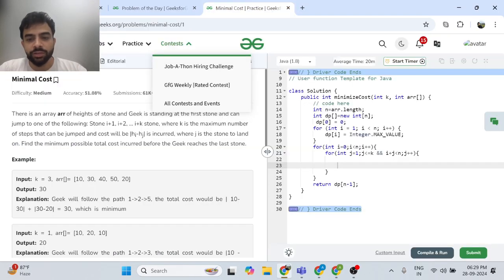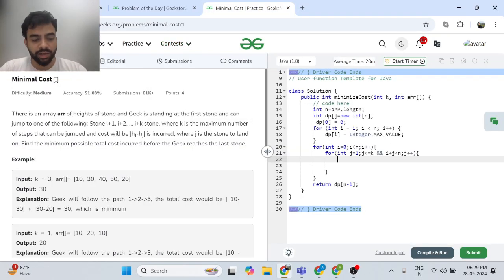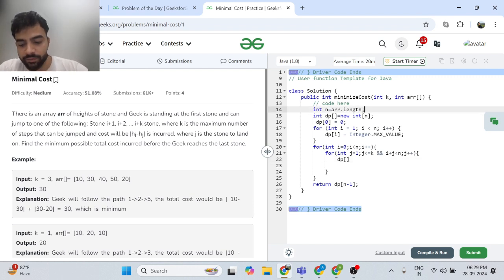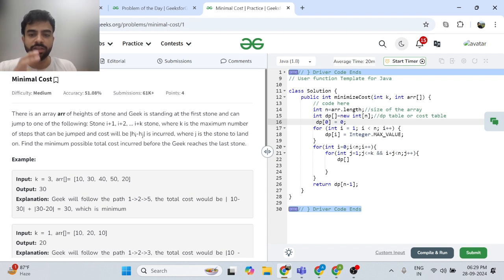I'm just going to quickly put the solution over here. What I can see, I have taken the height array and taken its size. After taking the size, I am making the DP table, or cost table. After that, I'm taking my first position of the cost as 0, and the rest of the values as infinity.